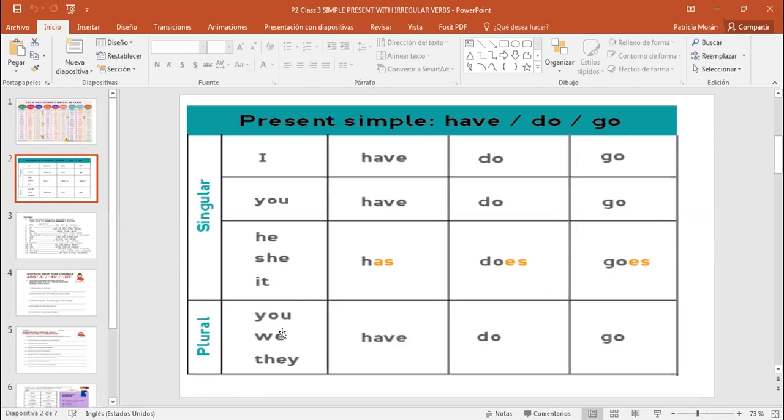If you see here, we are applying the third person singular rule that we learned last night, right? And then plural: you, we, and they have; you, we, and they do; you, we, and they go, right? So this is the conjugation of all the subject pronouns with some specific verbs in the simple present. All of them are irregular.